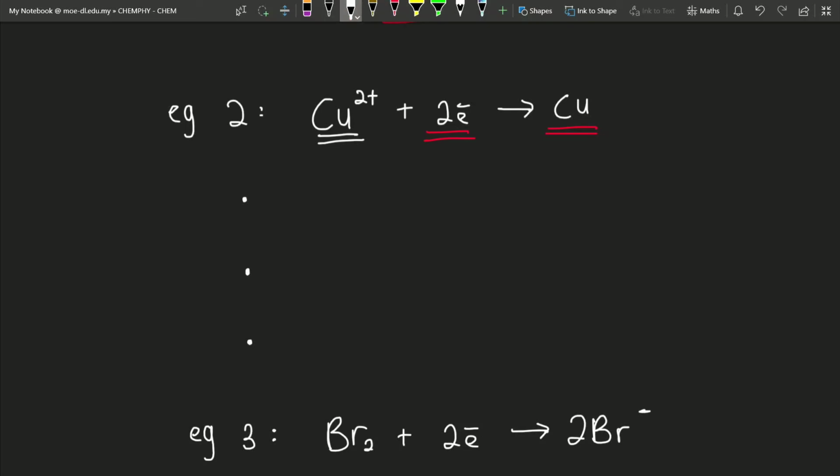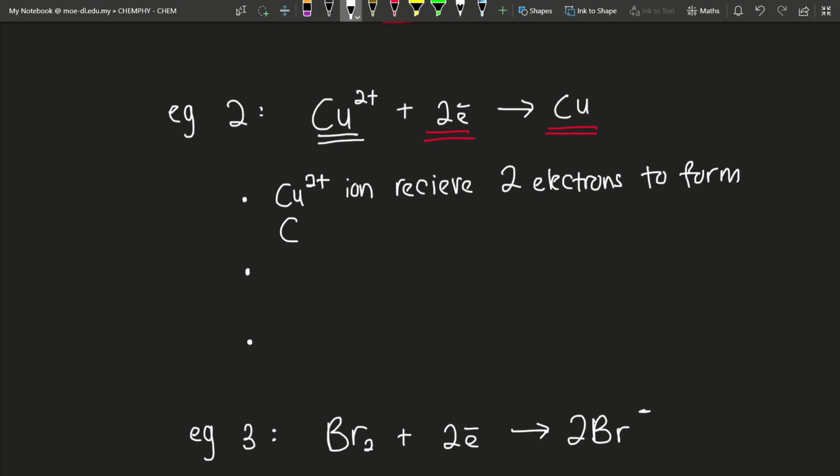Okay, so our first sentence, Cu2+. Cu2+ is an ion. You guys must write the word ion. So Cu2+ ion receive ataupun gain 2 electron to form Cu. So this one Cu ni single, dia seorang-seorang, so it is an atom. You guys kena tulis atom. To form Cu atom. Dalam BM, ion Cu2+ menerima 2 elektron membentuk atom kuprum. You guys kena tulis ion, kena tulis atom. So dia receive 2 elektron sebab elektron di belah kiri.